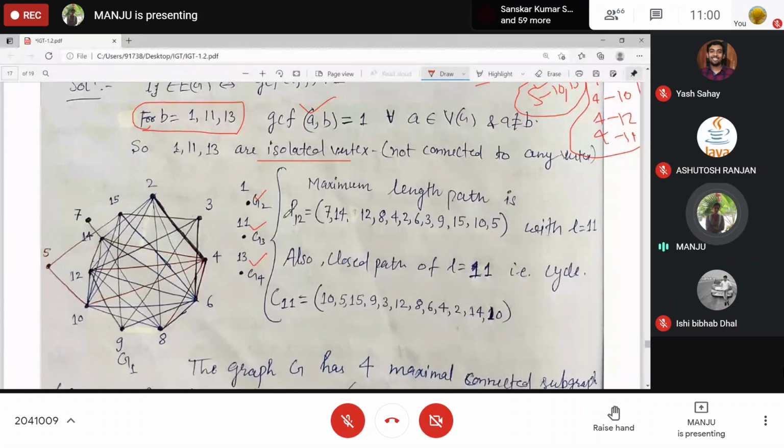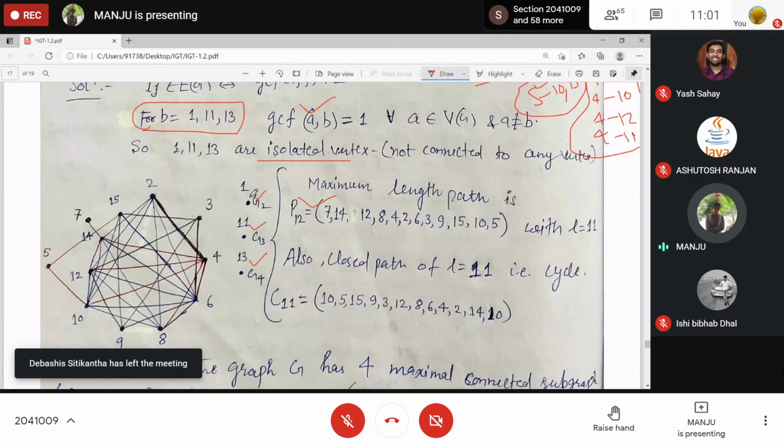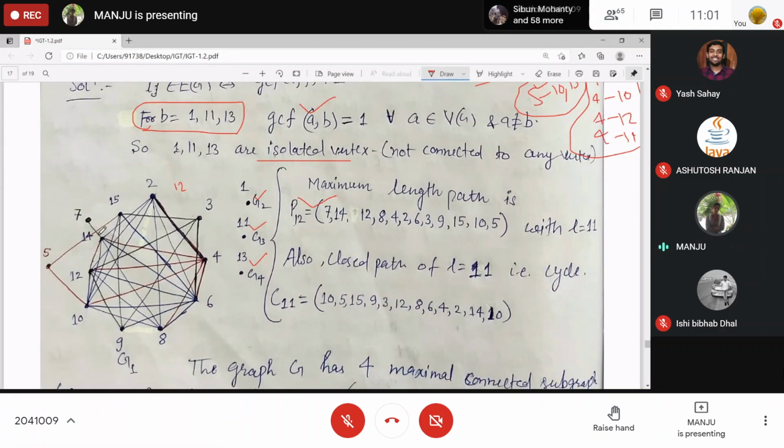Now for the maximal path, there will exist P12. You can start with this one, and as it is covering all the vertices, because three are left here, the rest are 12 now. You can find a path that covers all the vertices. That will be your P12, and the length will be 11. Clear?